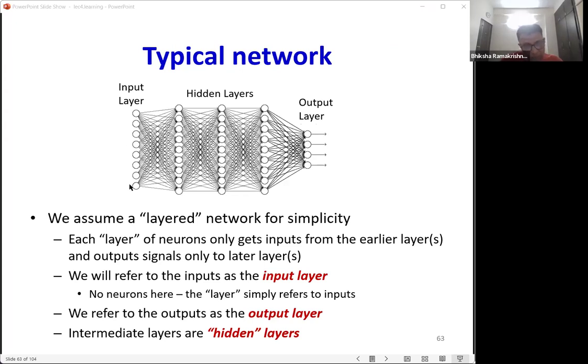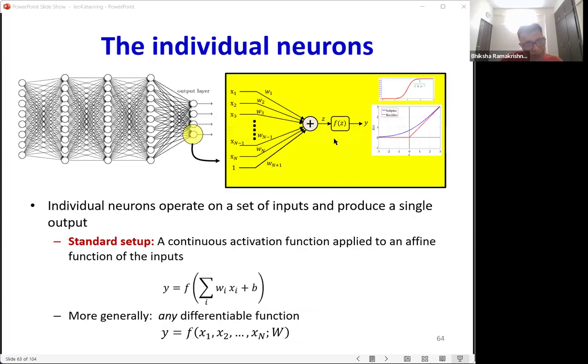I'm going to refer to the inputs, although there are no units over here, as the input layer. I'm going to refer to the output units as the output layer, and everything in between is a hidden layer. Standard terminology. These hidden layers are not really hidden. It's just that their individual outputs are not of interest to us. We are interested in the final output, like in the XOR. What are the individual units of this network? We're going to assume that the individual units are perceptrons, which have the structure we saw before.